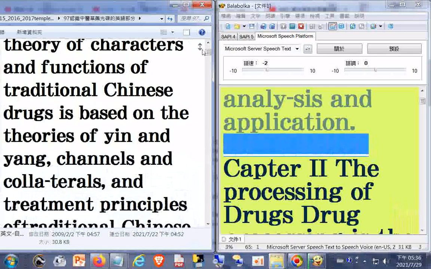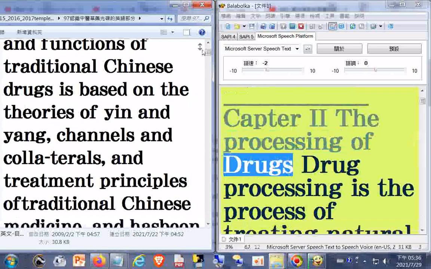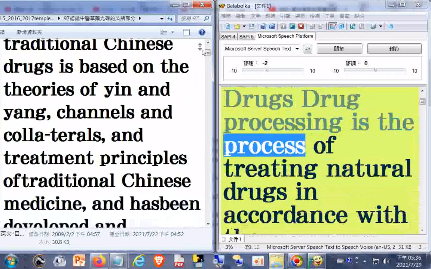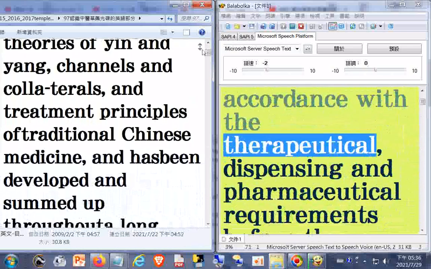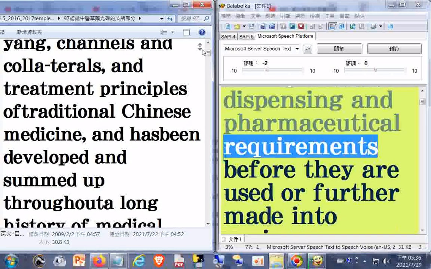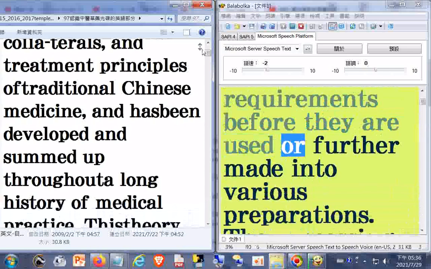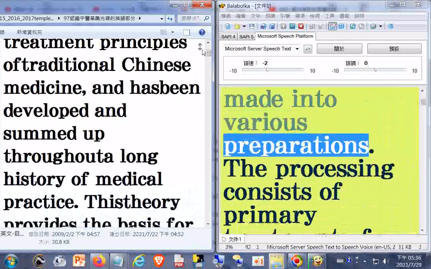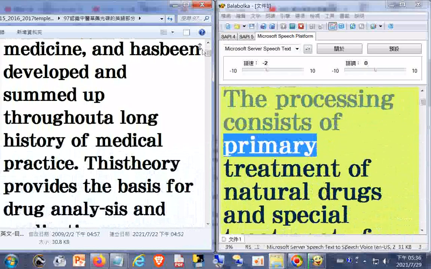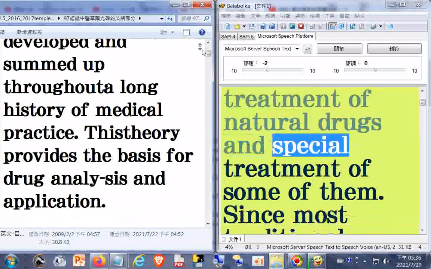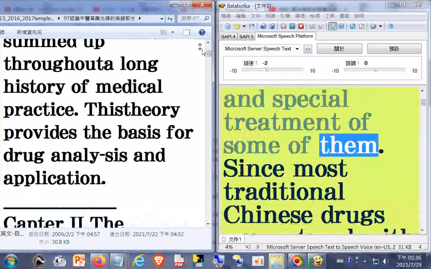Chapter 2. The processing of drugs. Drug processing is the process of treating natural drugs in accordance with the therapeutical, dispensing and pharmaceutical requirements before they are used or further made into various preparations. The processing consists of primary treatment of natural drugs and special treatment of some of them.